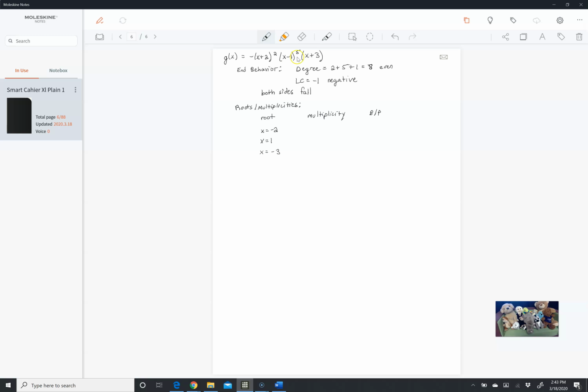To find the multiplicities, we look at the exponents. Our exponent here is 2. Our exponent for the x minus 1 is 5, so the multiplicity is 5. And our exponent for x plus 3 is 1. Now this will tell us whether it bounces or passes. The multiplicity is even, which means it bounces. The multiplicity is odd, which means that it passes. And this multiplicity is also odd, so we know it passes.